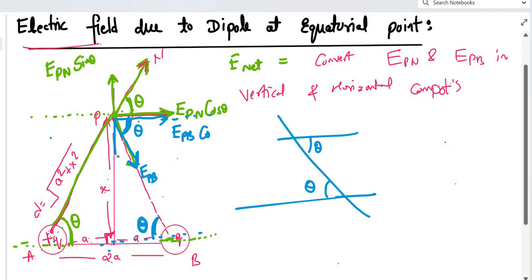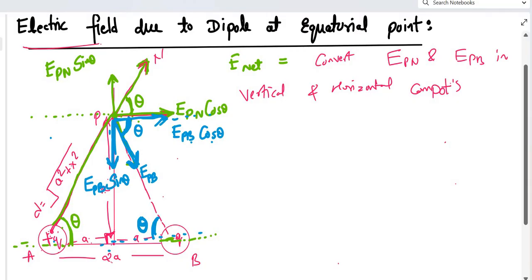And when you are breaking this EPB into horizontal and vertical parts, this will be EPB cos theta. Why cos theta? Because which side is theta? That side becomes cos theta, and the other side becomes sin theta. So let me write down, this will be EPB sine theta. Understood? I hope.